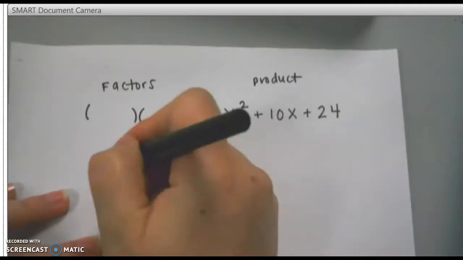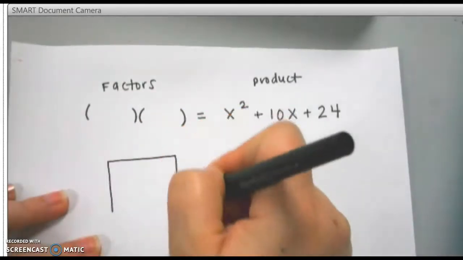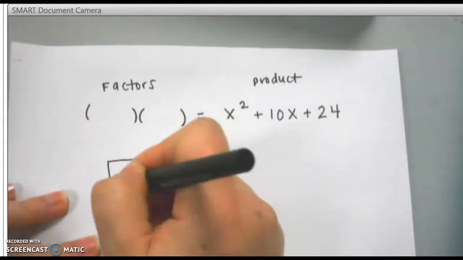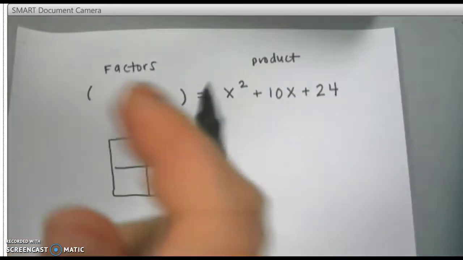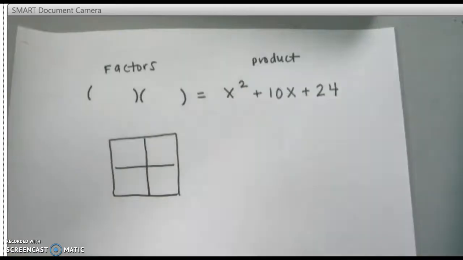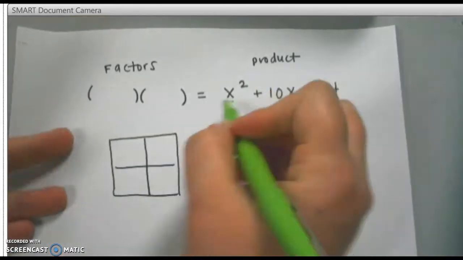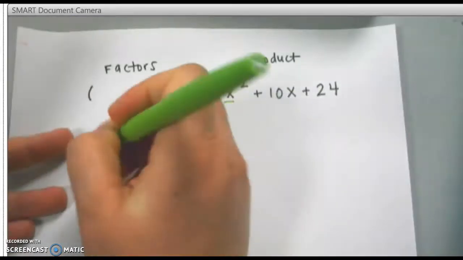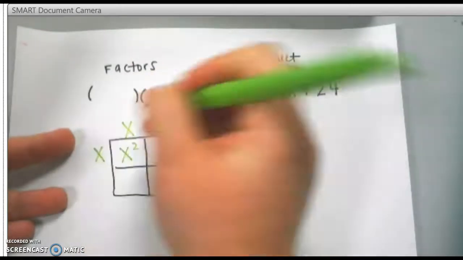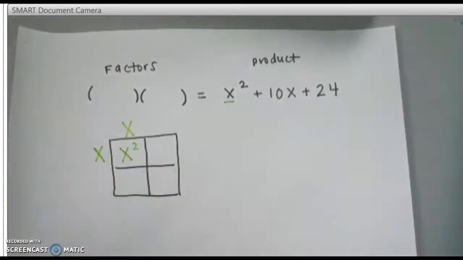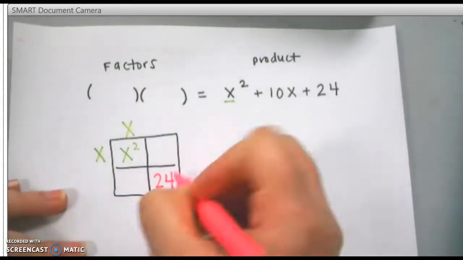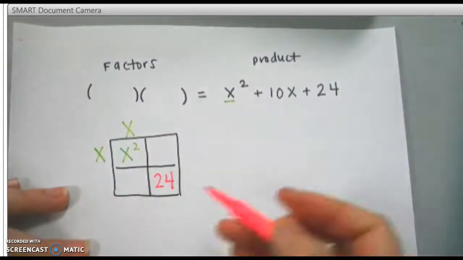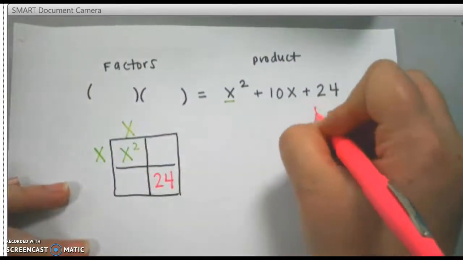So just like the last problem, if I remember where things were, and I remember how I got them, I can work backwards to figuring out what the original problem looked like. So I know x squared. We do x times x to get x squared, so I know that. And I know that this last box would need to be 24. So I'm definitely looking for two numbers that multiply to 24. So I'm going to start listing them.